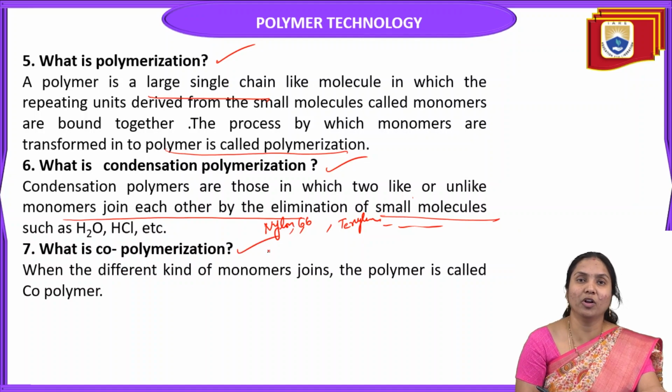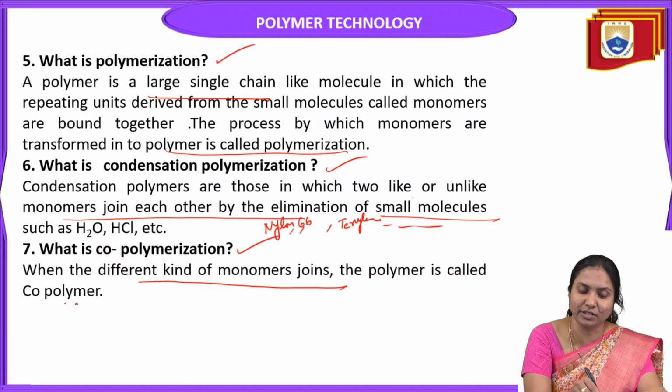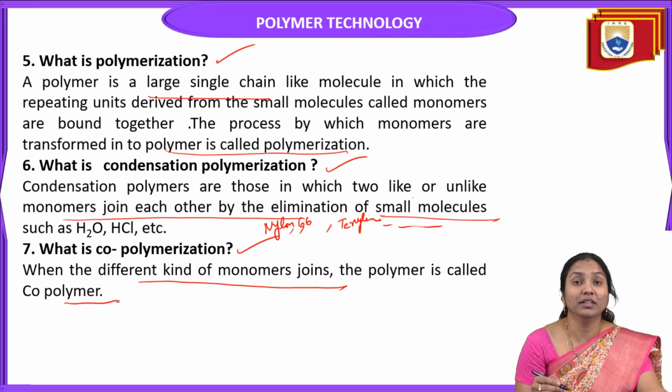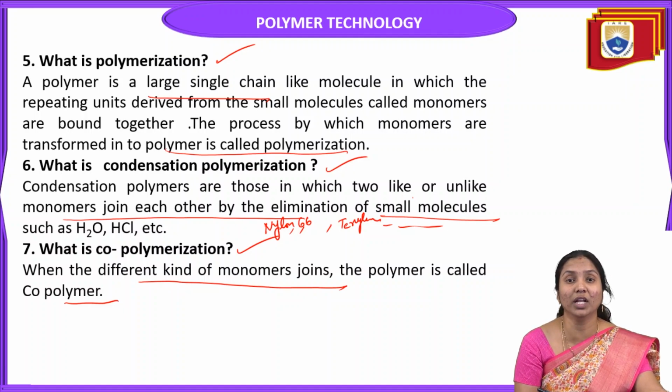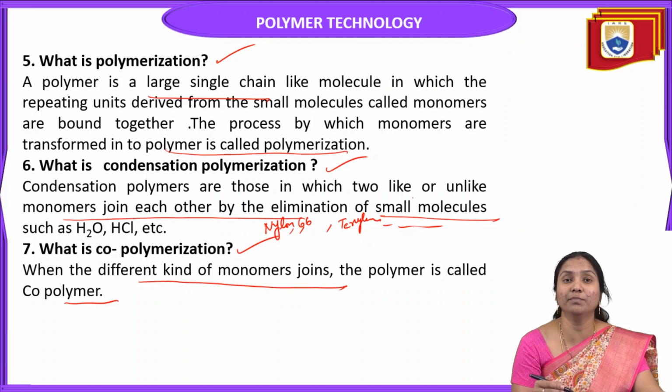Next, what is copolymerization? When two different types of monomers join, the polymer is called a copolymer. This process is called copolymerization. Generally polymerization means a low molecular weight compound converted into a high molecular weight compound, that means monomer into polymer. This process is called polymerization. There are three types of polymerization: addition, condensation and copolymerization.